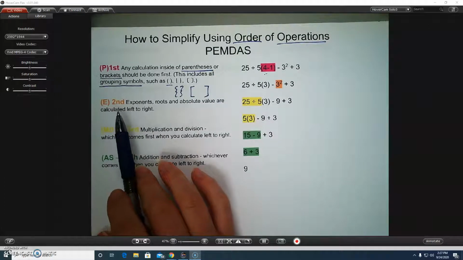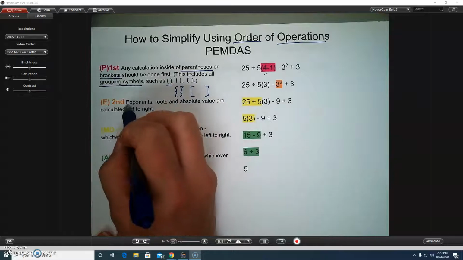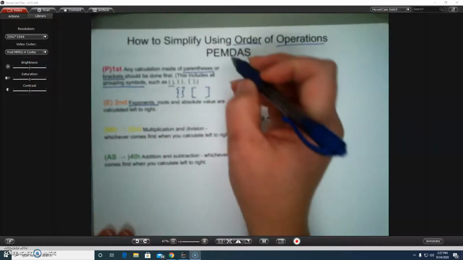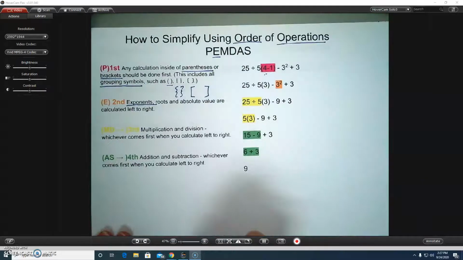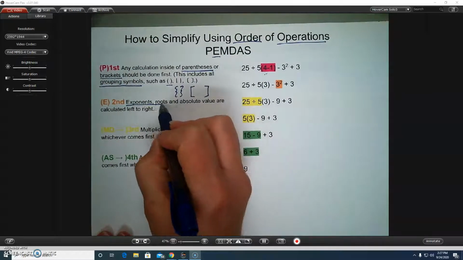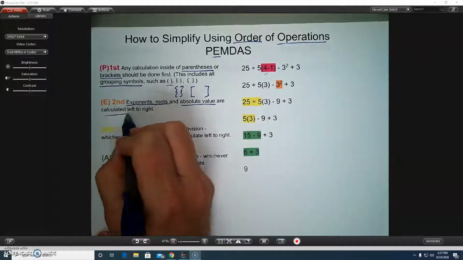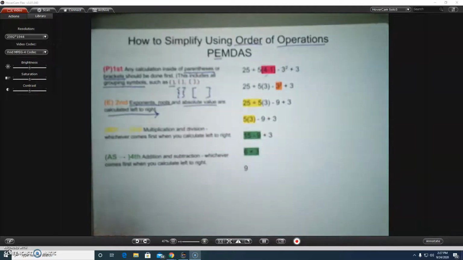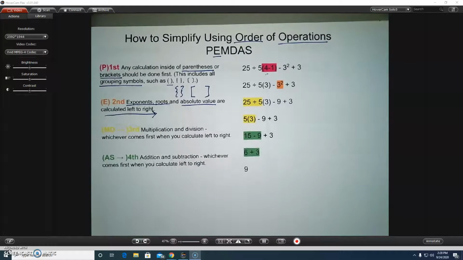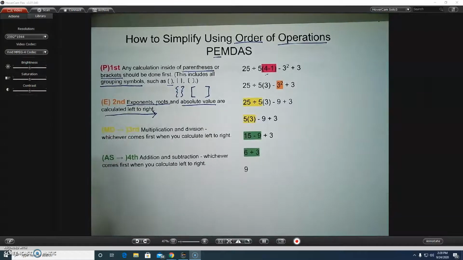The second thing that we take care of are the exponents. So that E stands for exponents. And exponents can be roots, they can be absolute values, and we calculate these from left to right. So if I have more than 1, I'm going to start on the left, just like I would read a book, and go across to the right.